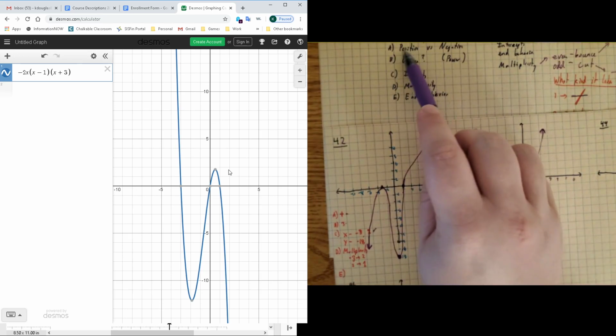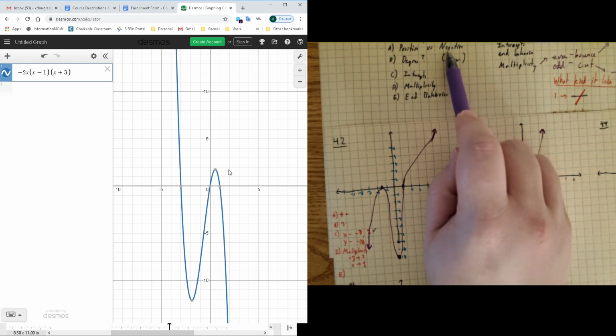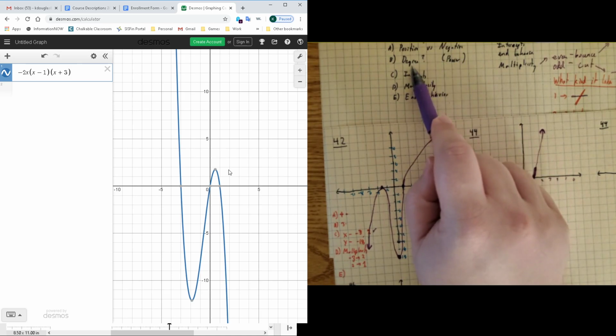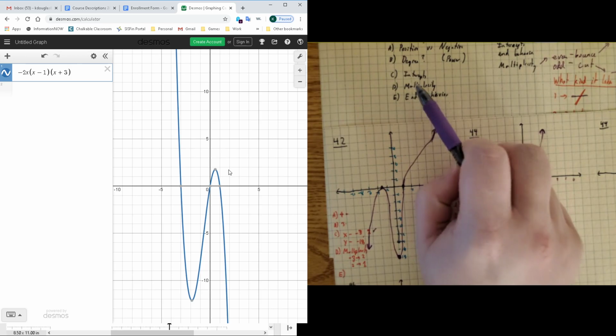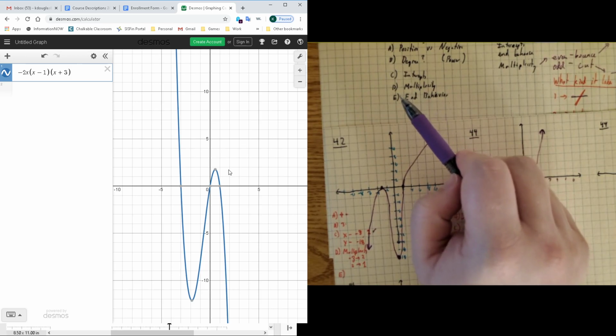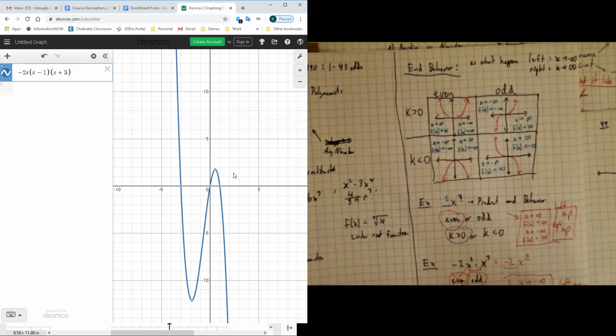You need to know whether it's going to be positive or negative, and the coefficients can tell you that. You need to know the degree, which the powers can tell you. You need to know the intercepts, which you can find manually with the material from last time. The multiplicity, same thing. And the end behavior, which you can find from, again, two times ago.